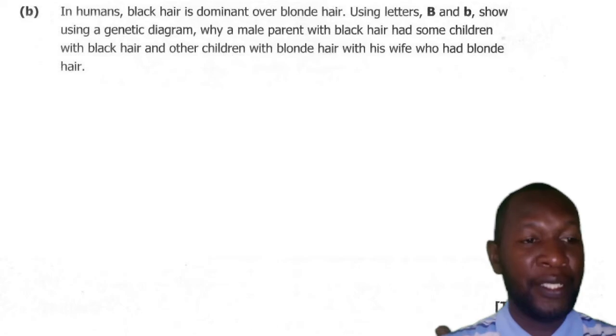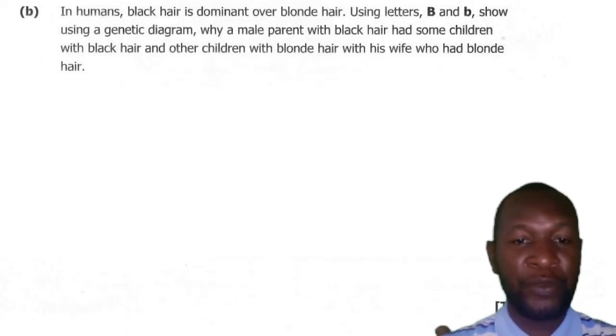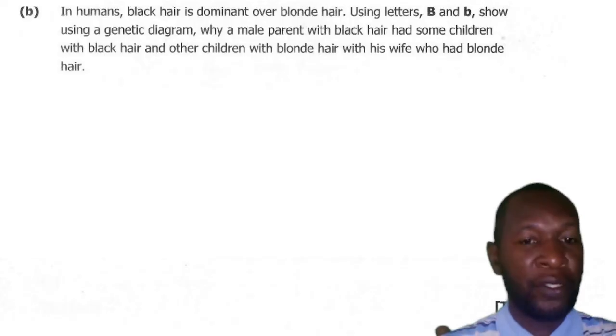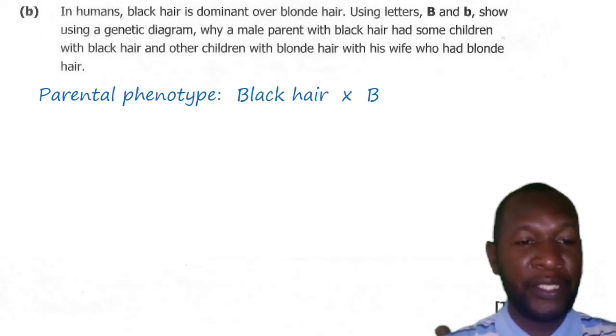Part B, in humans, black hair is dominant over blonde hair. Using letters capital B and small b, show using a genetic diagram why a male parent with black hair had some children with black hair and other children with blonde hair, with his wife who had blonde hair. To start our genetic diagram, the first thing we are going to write is the parental phenotype. So we are going to write black hair crossed with blonde hair.